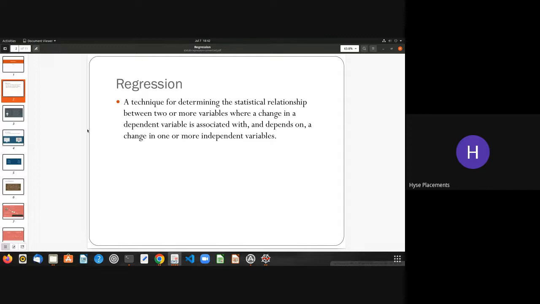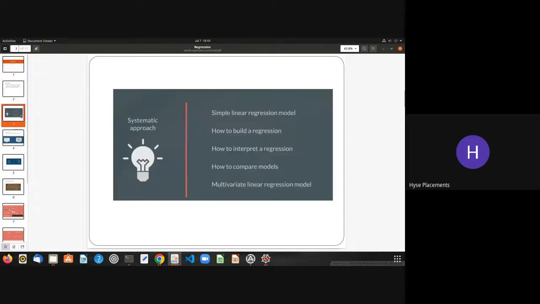It is a technique for determining the statistical relationship between two or more variables, where there is a change in the dependent variable if it depends upon one or more independent variables, like the x1, x2, x3 values. If it is dependent on one or more independent variables, that means a particular relationship has been bound together, and we are going to use that relationship for further purposes. Clear? Okay, so let us see.